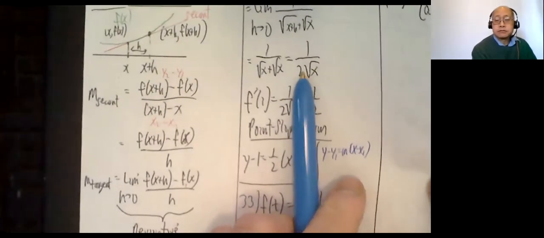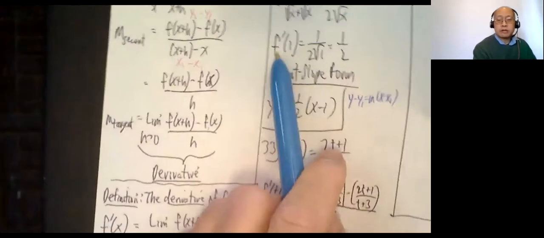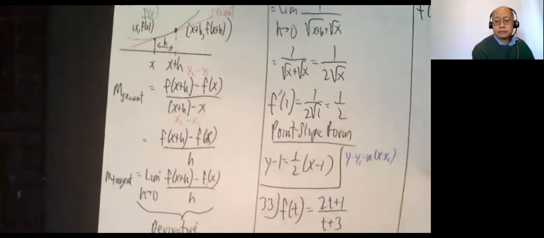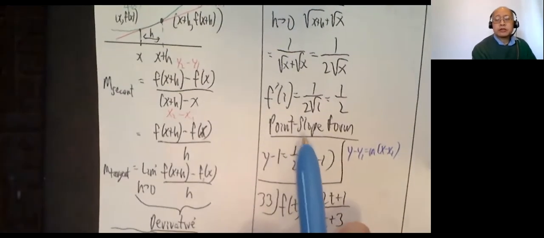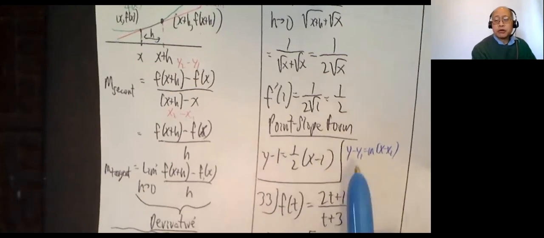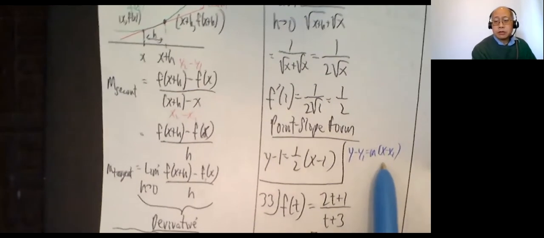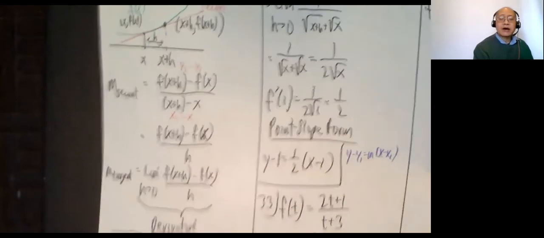Plug in here. Okay. Now in this particular case, they want the slope at the point 1, 1. So I plug in 1. 1 over 2 radical 1, 1/2. All right, then I throw it into the point slope form and you can stop after that. Point slope form is y minus y1 equals m times x minus x1. Okay, so y minus 1 equals 1/2 x minus 1. And now you can stop.